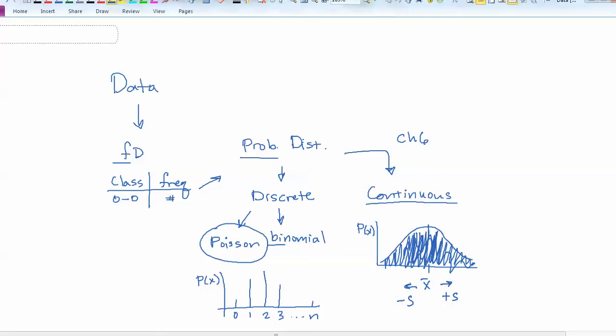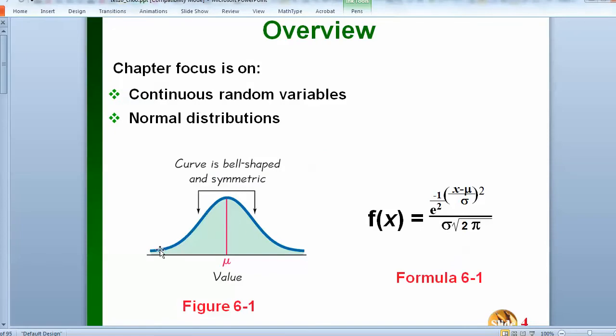And then that's our chapter 6 material. Okay. Now this curve that forms is called a density curve. And that density curve occurs by a definition.